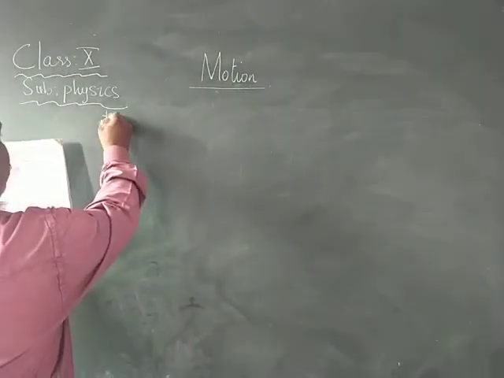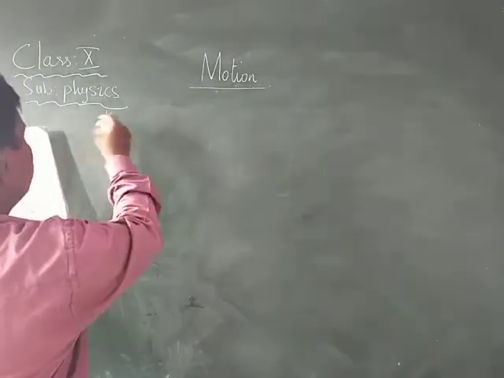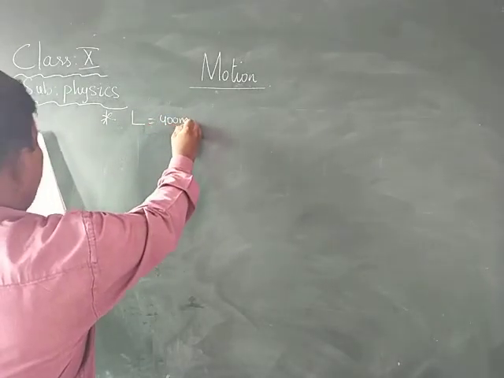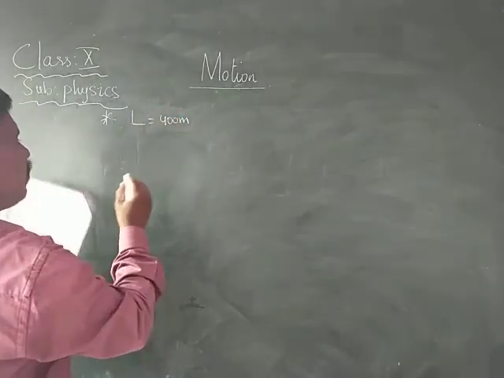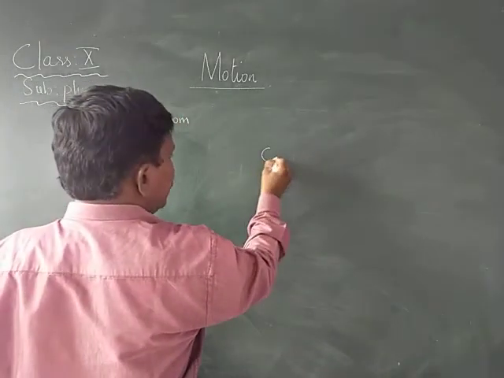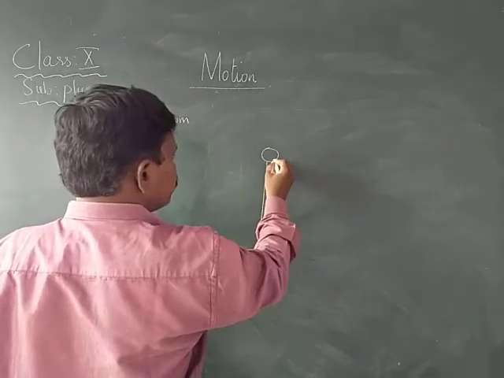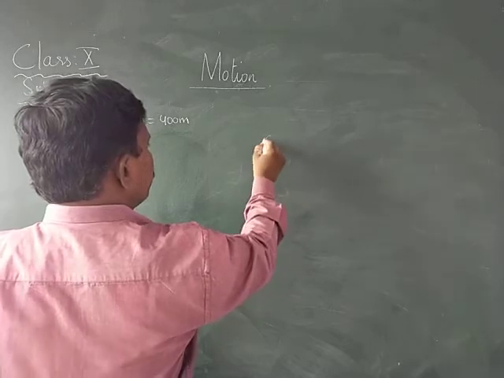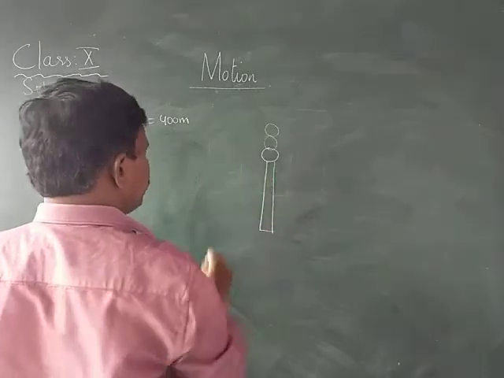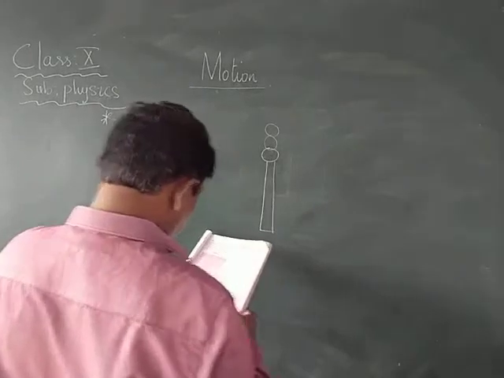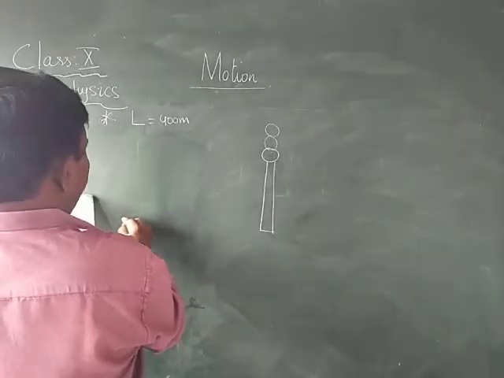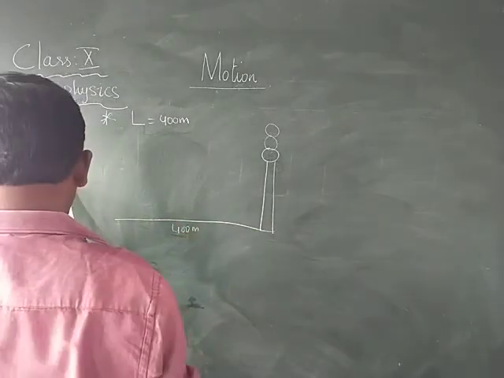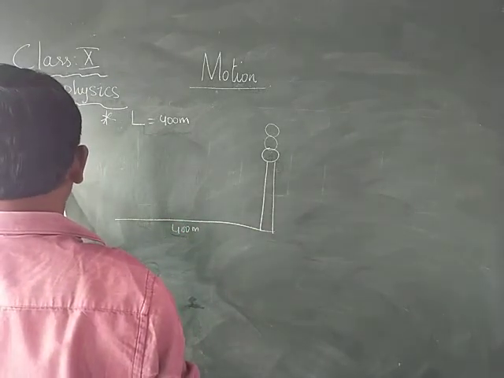Here a problem is given. At a distance L equal to 400 meters away from the signal, there is a traffic signal. Okay, red, orange, green, like that we will be having. At a distance of 400 meters, total distance is 400 meters.